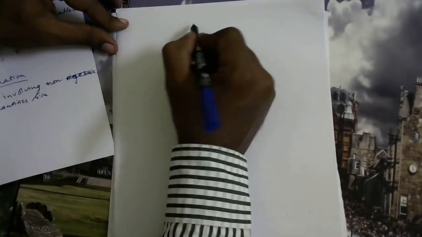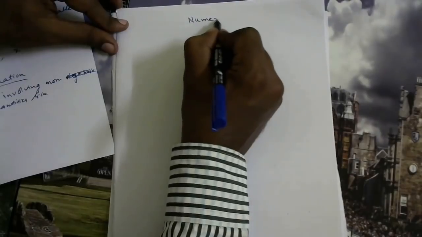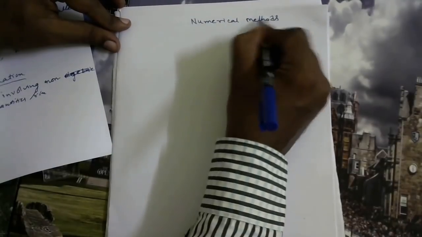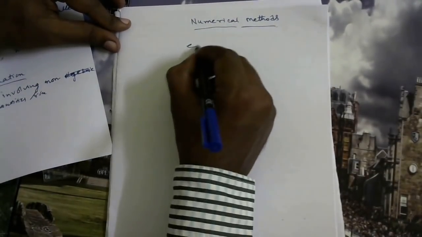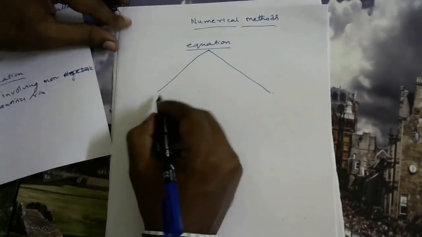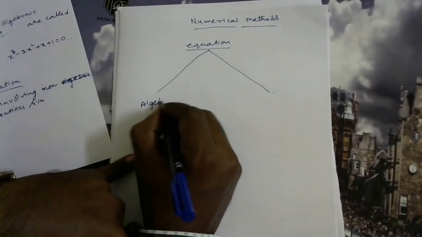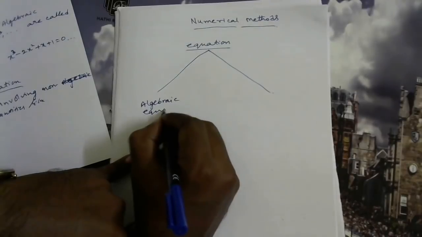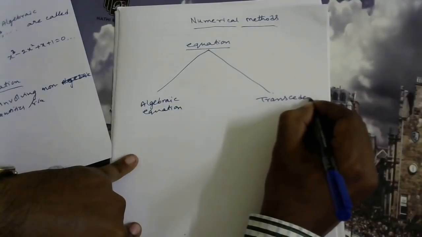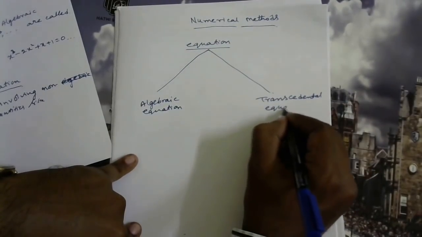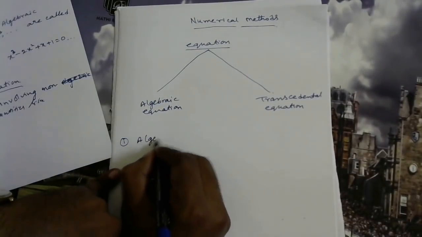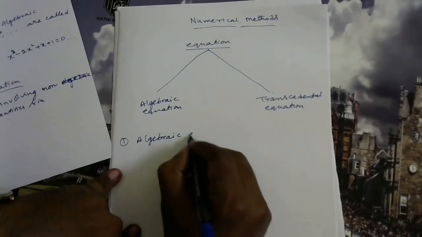So here today I am talking about numerical methods. Equations are two types. First one is algebraic equation and another one is transcendental equation. So I will consider first one, algebraic equation.